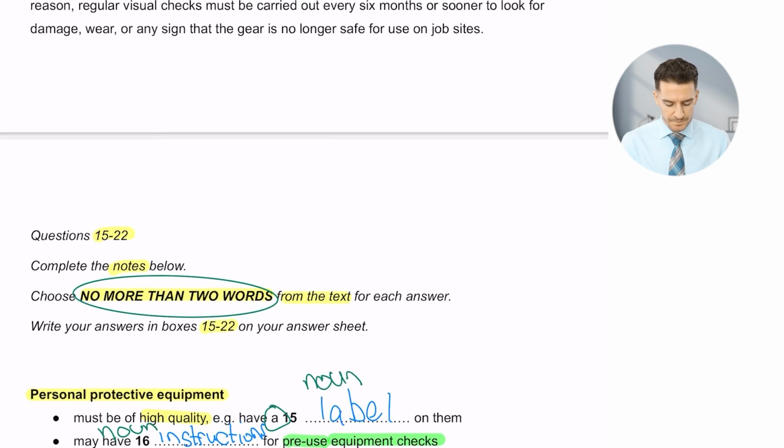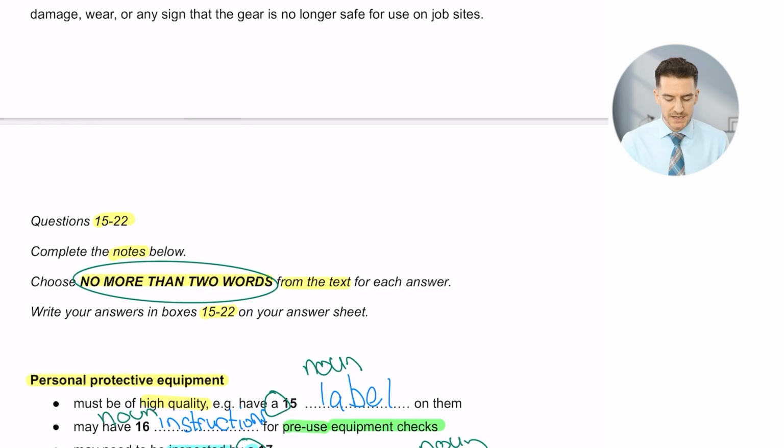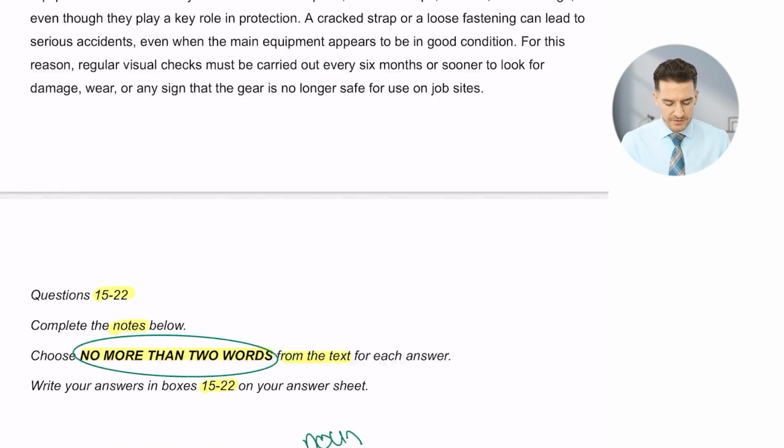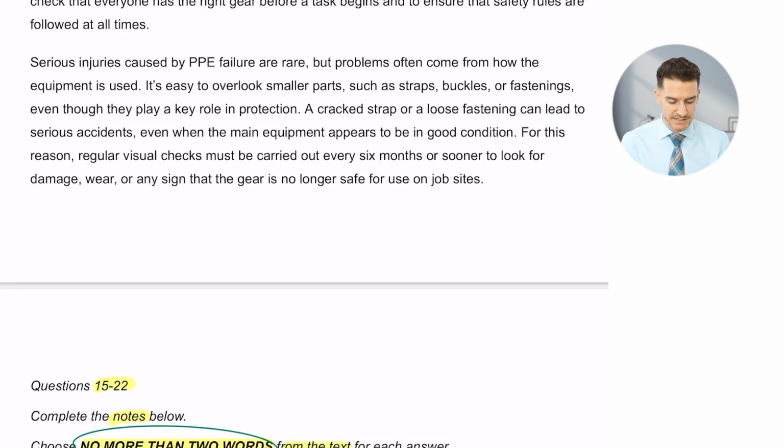So let's see if we can find where the personal protective equipment needs to be inspected or checked. And that's another thing that's important. When you're thinking about each question, you need to be thinking about synonyms. For example, if we look at the word inspect, another word that comes to my mind is check. Remember that the words in the question and the words in the text will normally be different, because if they were the same, obviously it would be very easy to find the answers.